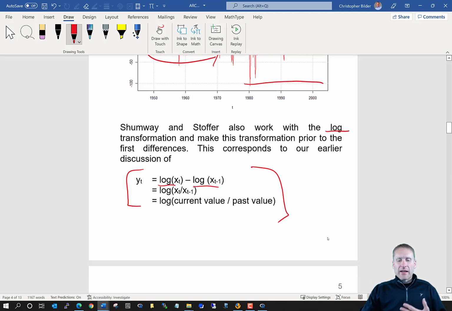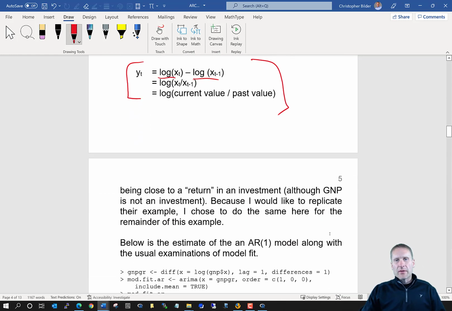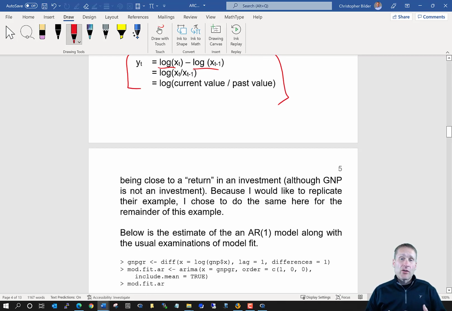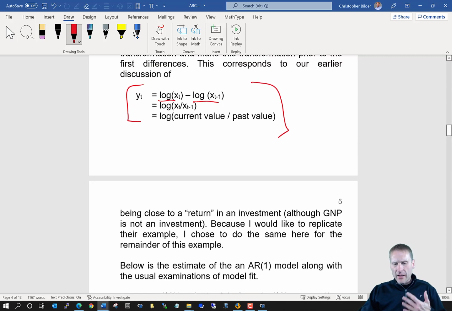This kind of ends up being like the log of a return in an investment, although obviously here GNP is not an investment. Now, because I would like to actually replicate their example as is, I chose not to pursue anything else further here with respect to what we're working with. Do note that perhaps I shouldn't call this y sub t, maybe something else, because we're going to be using y sub t later. But there are definitely other avenues here to explore with respect to this analysis.